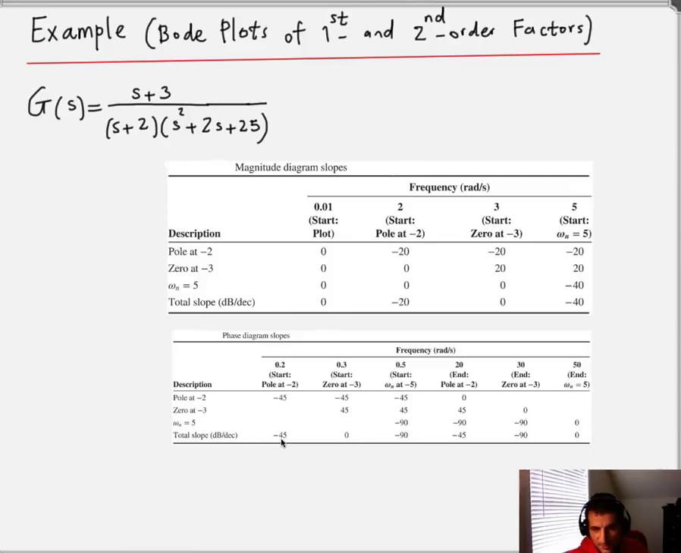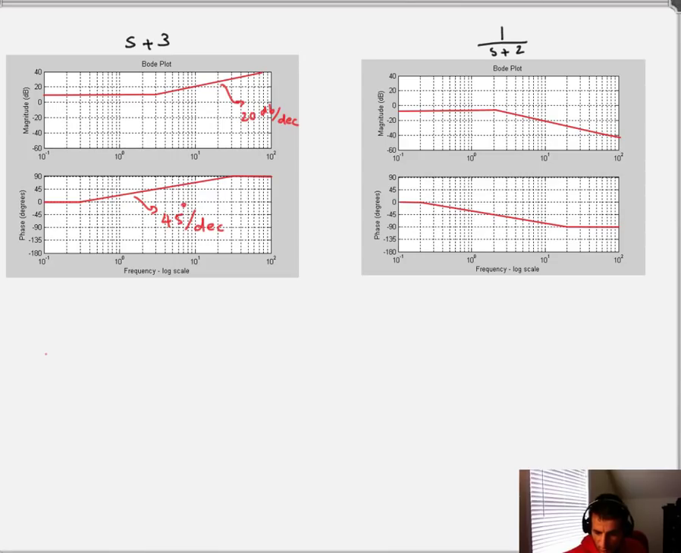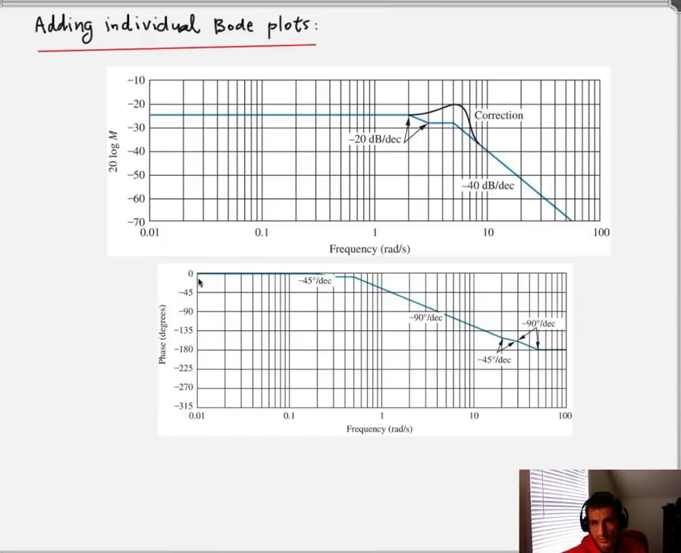Initially you're flat, then negative 45 degrees per decade, then flat, then negative 90 degrees per decade, then negative 45 degrees per decade, then again negative 90 degrees per decade, and eventually it just becomes flat. This also confirms exactly what we said: start flat, end with flat, and in between you just go up and down. Well, basically.